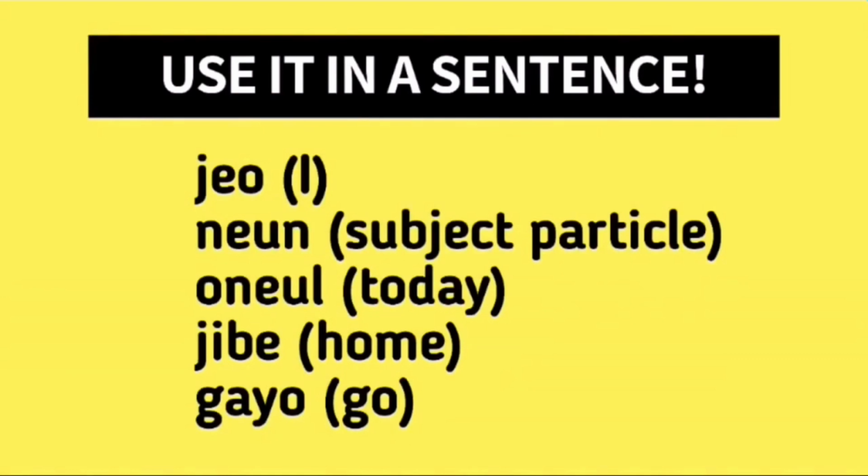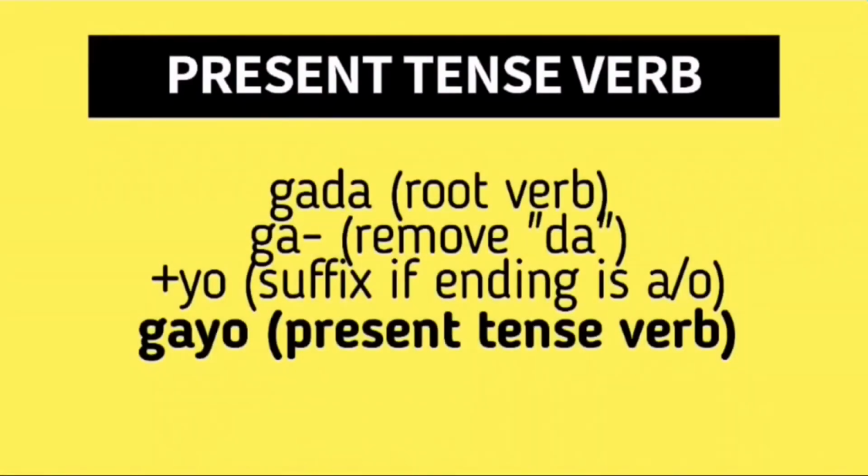So going forward, 오늘 means today, 집에 means home or at home, and 가요 is the present tense form of our word for today, GADA. So basically, 가요 means go. But how is GADA transformed to 가요?